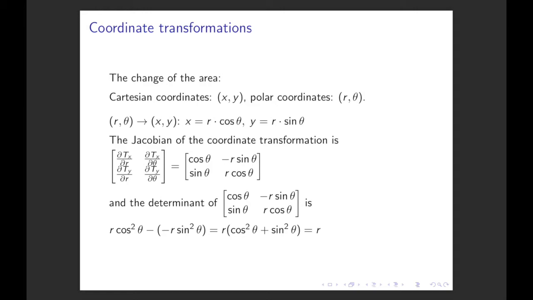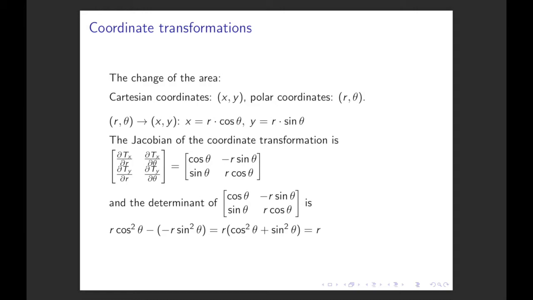Now let's compute the Jacobian of the transformation from polar coordinates to Cartesian coordinates and its determinant. First, the Jacobian of the coordinate transformation is, first line, the gradient of the first coordinate function, second line, the gradient of the second coordinate function. So r times cosine of theta differentiated for r is cosine theta, that's the first entry of the matrix. Then differentiated for theta, the derivative of cosine of theta is minus sine of theta, and r is just a constant if we differentiate for theta. So minus r sine theta is the second entry.